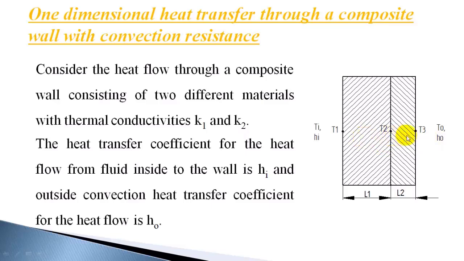In the previous class, we studied the conduction through a composite wall. We did not consider the convection on the inner surface or convection on the outer surface. Directly T1 and T3 were given, the wall temperatures were given. In that case, the heat conduction through these two layers was involved, and we could calculate the heat transfer Q as T1 minus T3 divided by L1 by A K1, that is the thermal resistance of this layer, plus L2 by A K2. So the temperature difference divided by the summation of the resistances of both layers will give the heat transfer in that case.